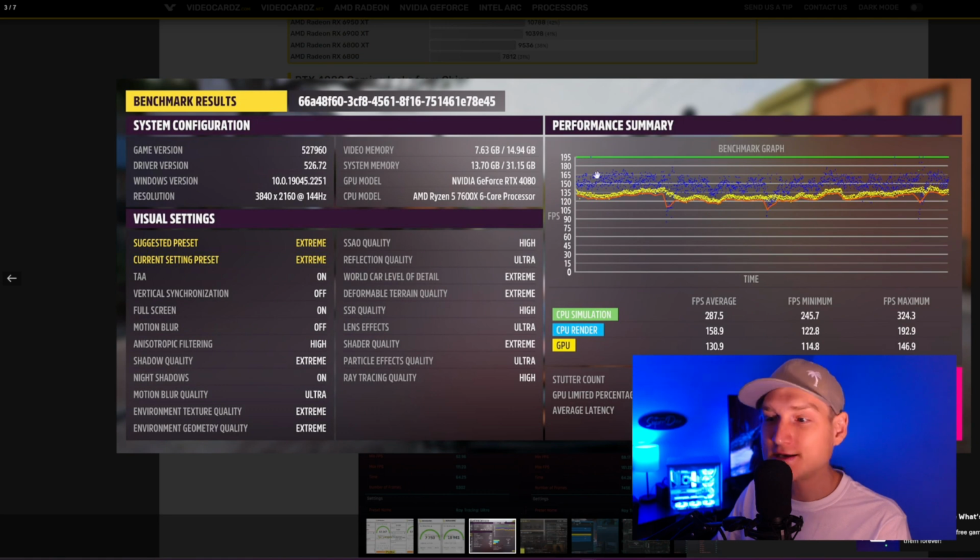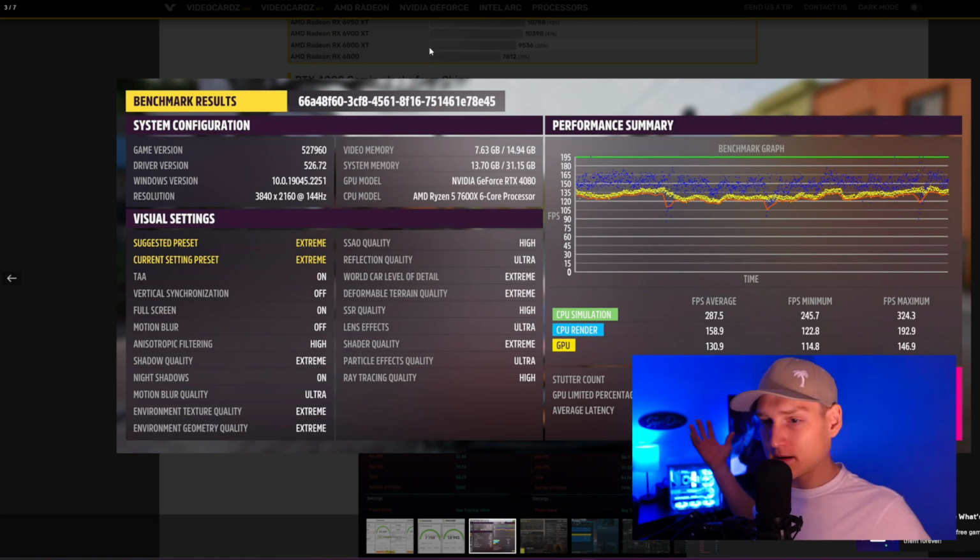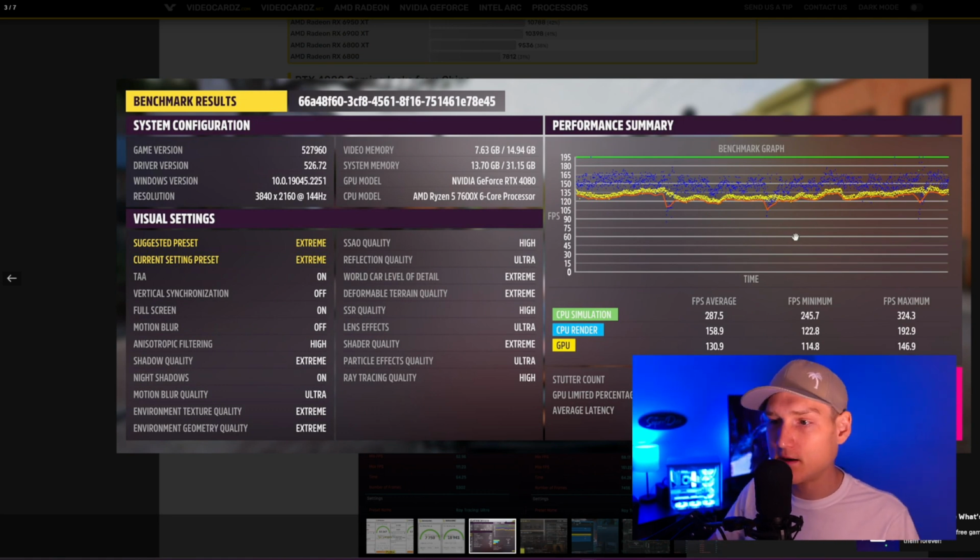Good. Thank you. See, this is what I'm seeing. That's above what I'm seeing though. What is this? Benchmark graph. CPU simulation, CPU render, GPU. All right, so we're going to go over here. What? Oh my God, I thought that was resolution. I was going to say, no way, dude. All right, so we're at about 144 hertz.